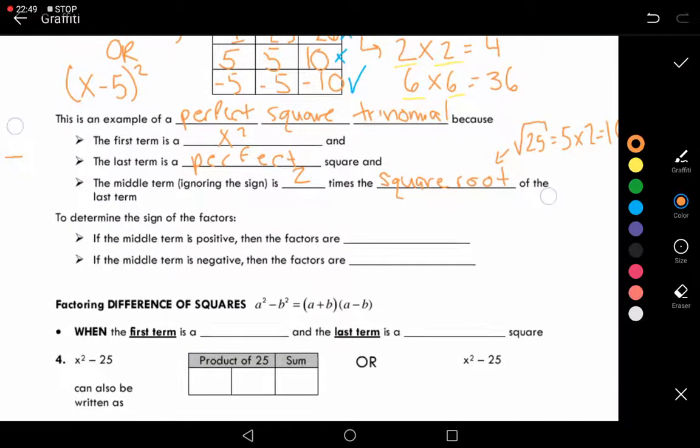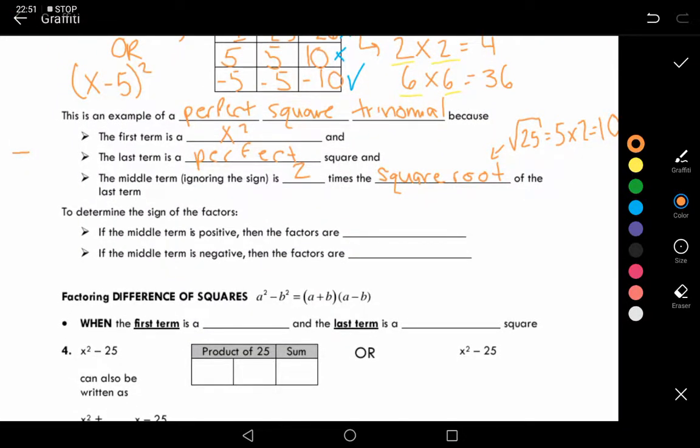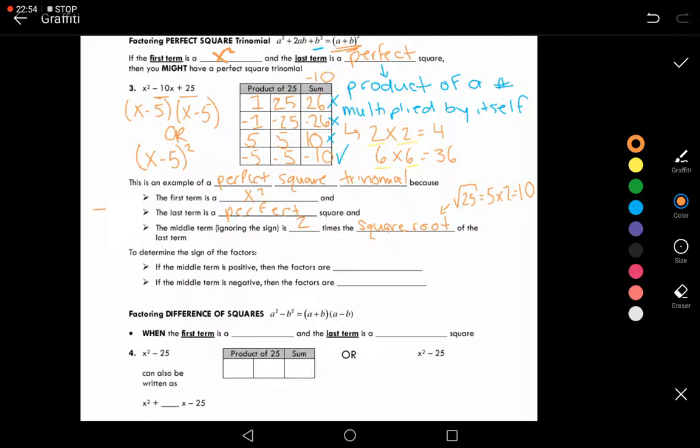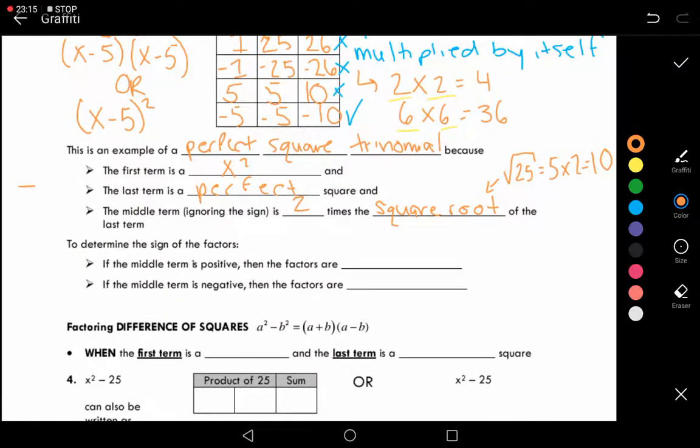Okay, so to determine the sign of the factors, we can use this shortcut now. We don't have to go through all of this. We can simply figure out that it's always going to be x minus that square root of the last term, or half of the b term. Okay, so if the middle term is positive, then the factors are going to be positive. If, on the other hand, the middle term is negative, then the factors are also going to be negative.